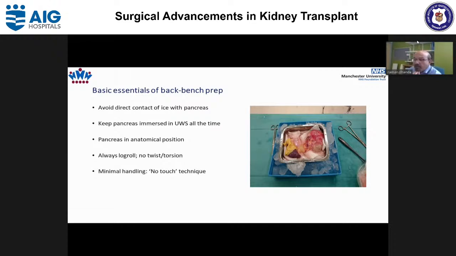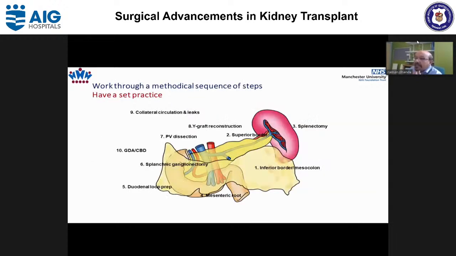And the most important factor is try not to touch the pancreas parenchyma at all. So, practice this no-touch technique. This is basically the anatomy of the pancreas graft when it's received along with the mesocolon attached to it, the C-loop of the duodenum, the jejunum, and the spleen.